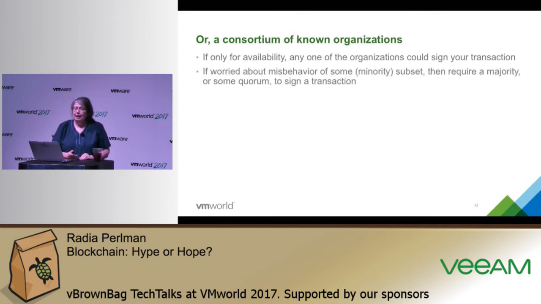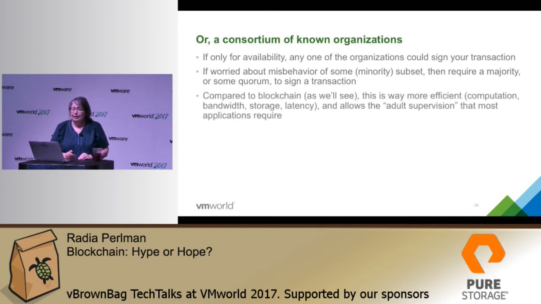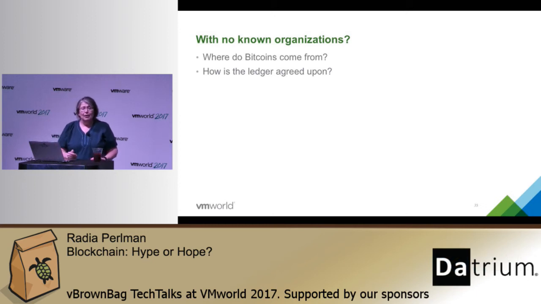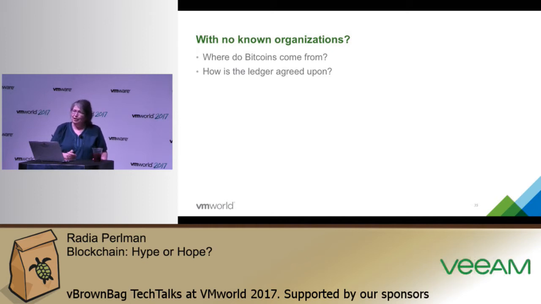And if you're worried about misbehavior of some minority subset, you force a quorum of them to sign off on something. And compared to blockchain, as we'll see, this is way more efficient in terms of computation, bandwidth, storage, and latency, and it allows the adult supervision that most applications require. So going back to Bitcoin's blockchain, if you have no known organizations, where do Bitcoins come from, and how is the ledger agreed upon?